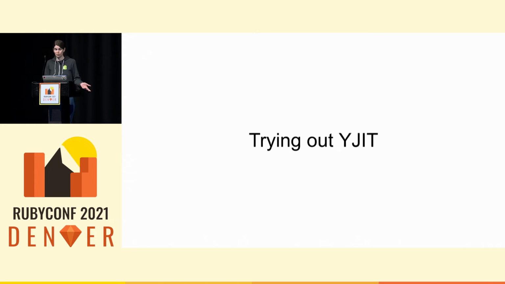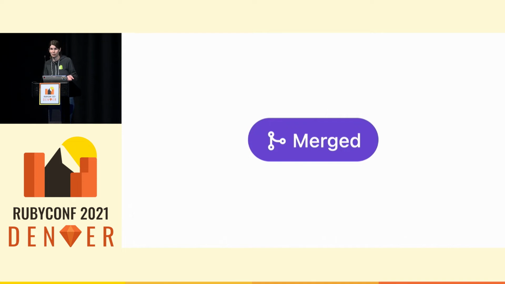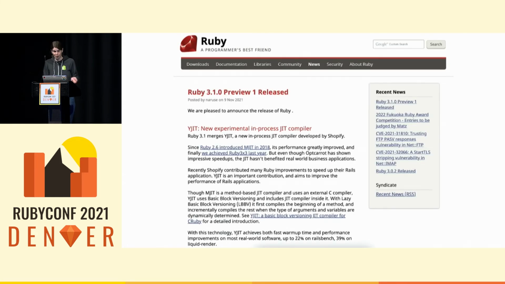So what do you want to do if you try out YJIT? Well, I said earlier, this project was created with the hope of eventually upstreaming. After I gave a talk recently at RubyConf, we've actually been invited to merge into CRuby. Now it's done. It's official. YJIT is going to be coming to 3.1.0 Preview 1 and hopefully be included in Ruby 3.1.